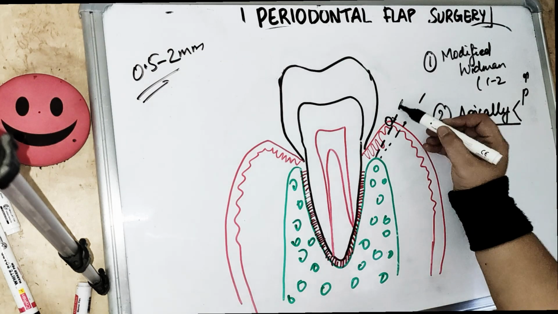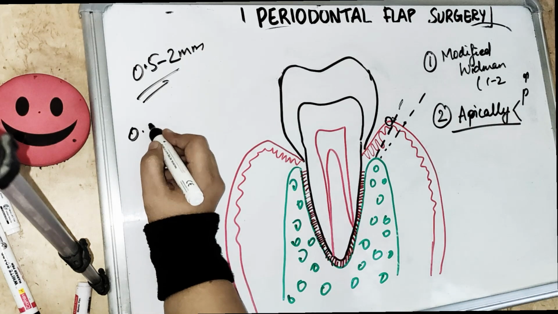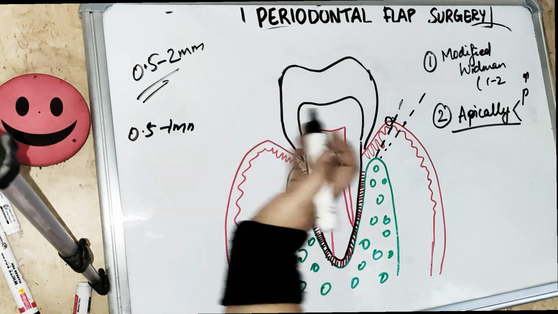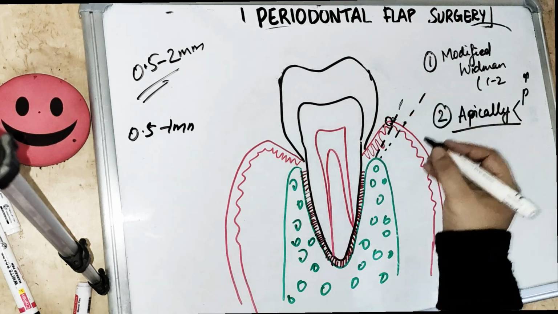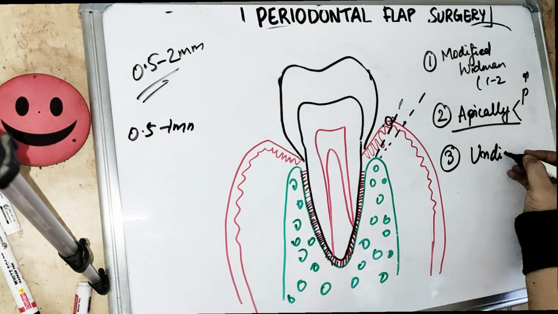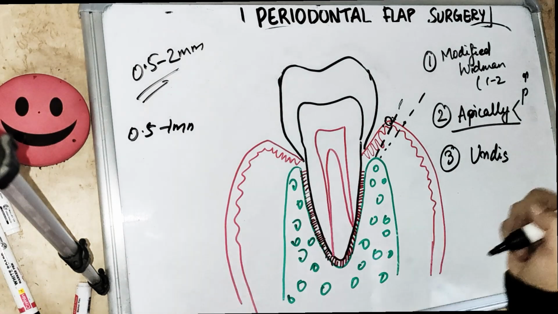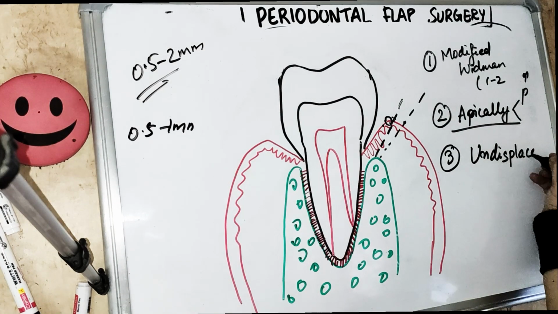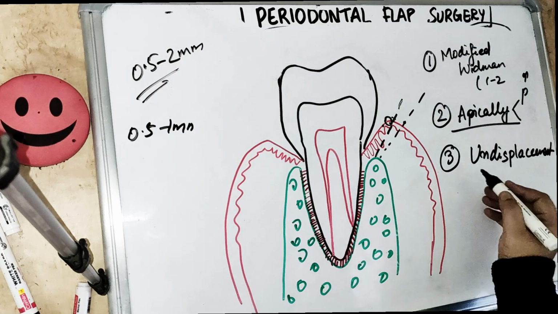So talking about the apically displaced flap, we use it for 0.5 to 1 millimeter, which is the closest to the tooth. This is away from the gingival margin. Now the last one, our third one, is the undisplaced flap. So for all these flaps, the first incision is the internal bevel incision. We have different areas for all these flap surgeries. So the last one is the undisplaced flap.